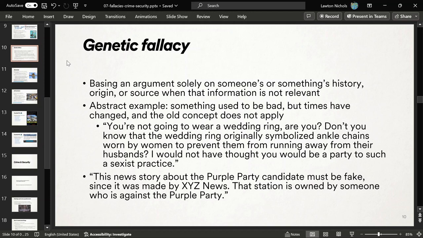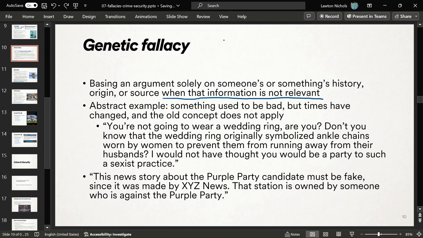All right. This is when somebody's arguing about something, and they are solely basing their argument on the thing's history, like the old stuff that has happened to this thing that is the topic of the argument. Like, its history, its origin, where it came from. When that information is not relevant, that's the key. When that information is not at all relevant. So, genetics, like your family tree, the history of you, the history of the argument, the history of the thing you're talking about. So this is the genetic fallacy.